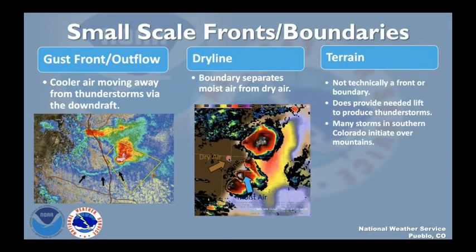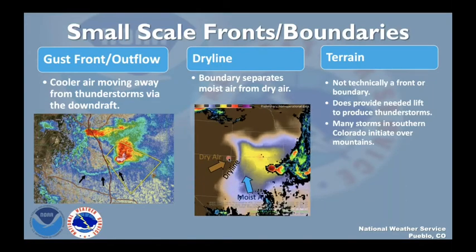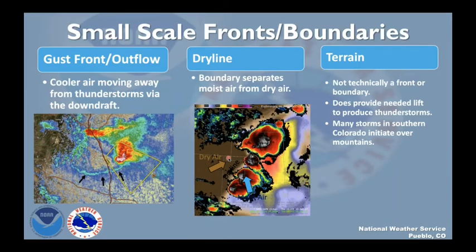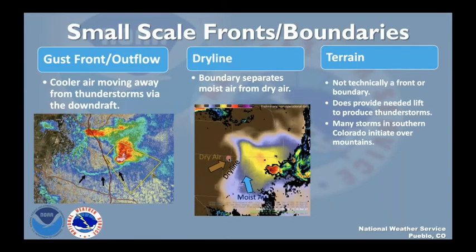Also, terrain. Our mountains are kind of a front as well, like I hinted at earlier. Storms form along that mountainous boundary.